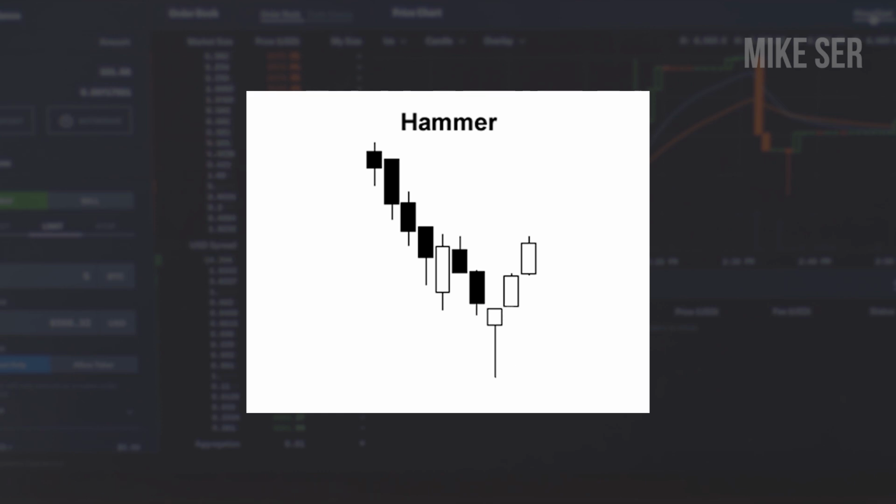But seeing the hammer candlestick formation doesn't tell you that the price will reverse right away. The key is to see the price close above the hammer formation and see prices continue to move higher. This will give you the confirmation that the bottom is likely in.